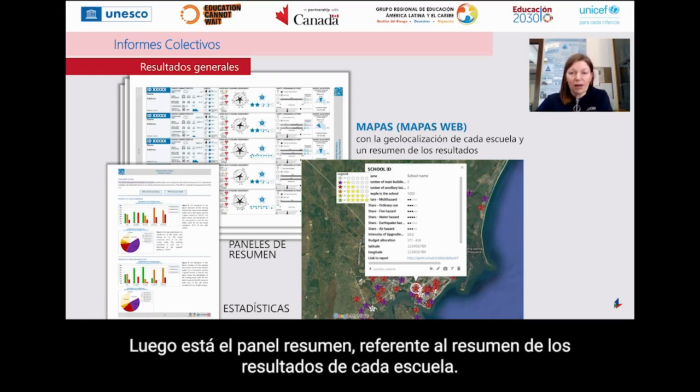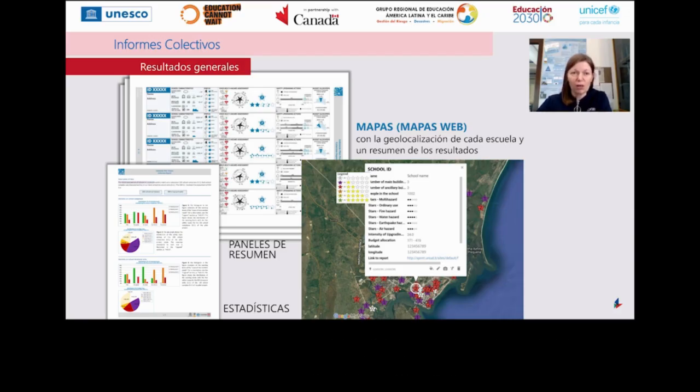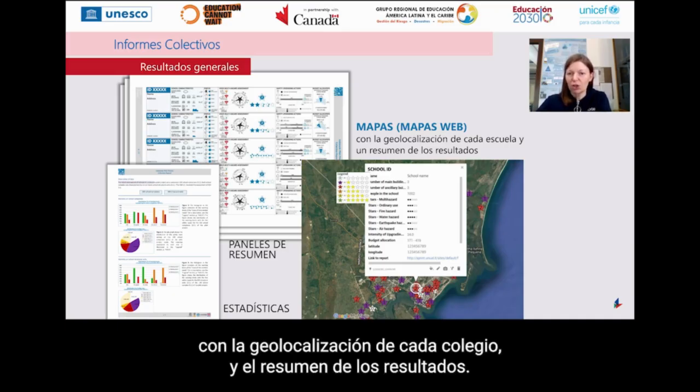Then there are the summary panels concerning the summary of the outcomes for each school. So we will see in detail each of these panels. And there are maps, web maps, with the geolocation of each school and the summary of the outcomes.